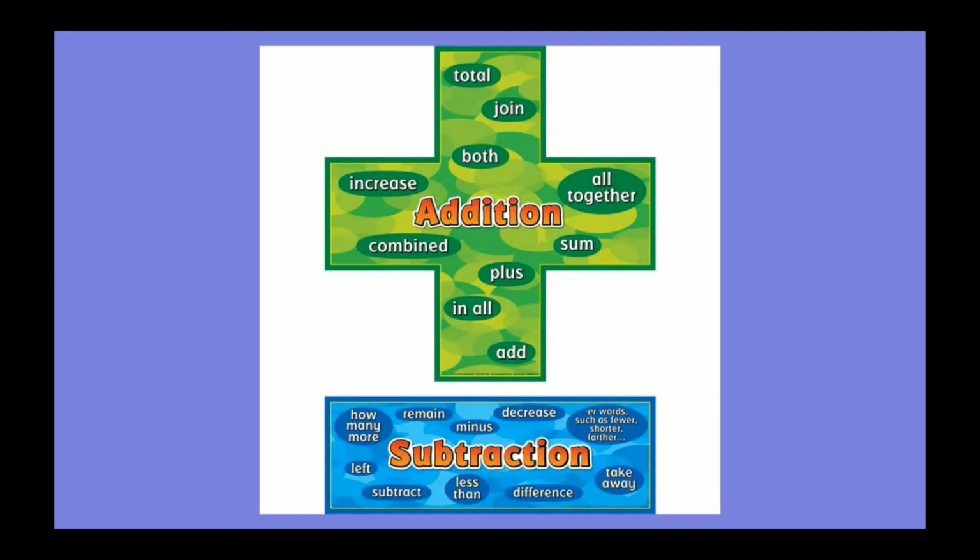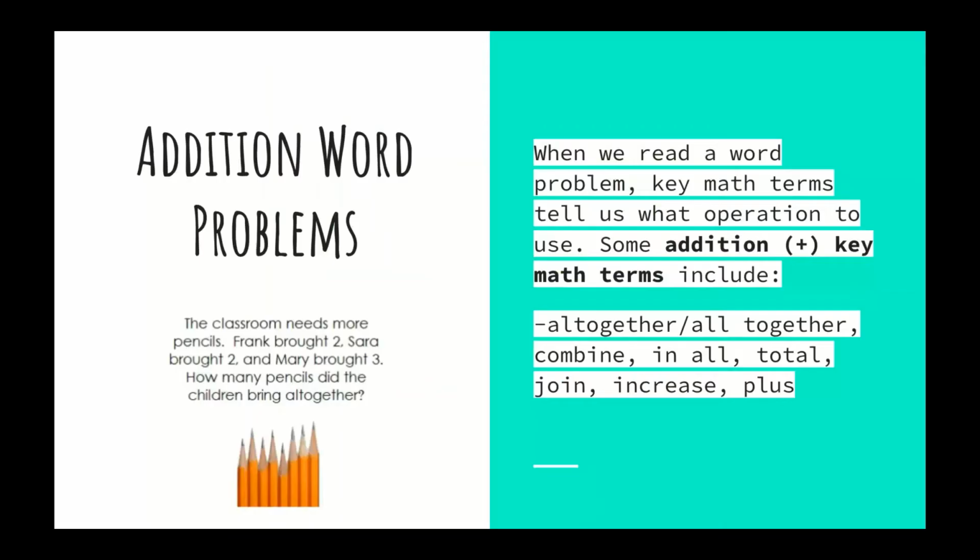If you take a look at the blue subtraction sign, which is the minus sign, these words indicate when we will use subtraction, when we will be taking away one value from another in a word problem. Some of those words and phrases include how many more, remain, decrease, difference, less than, take away, and ER words such as fewer, shorter, farther, that indicate a comparison between two values that you have to solve for. Okay, so let's talk more about this in depth.